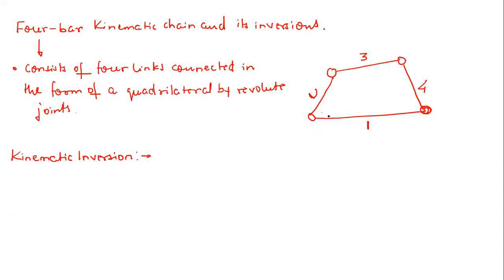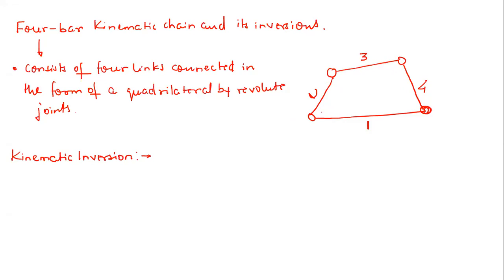So it's very easy. If you fix link 1, definitely you will get 1 mechanism. If you fix link 2, then again you will get 1 more mechanism. If you fix link 3, you will get 1 more mechanism. If you fix link 4, then you will get 1 more mechanism. So the total number of mechanisms that can be obtained from this 4-bar closed kinematic chain is 4, right?